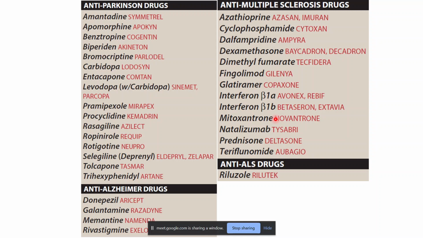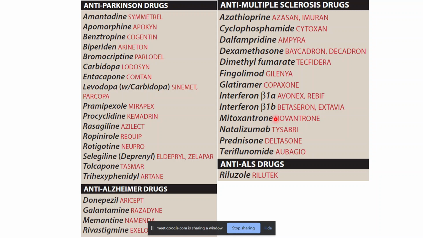Then teriflunomide. Teriflunomide is also oral and will lead to the inhibition of pyrimidine synthesis that will decrease the concentration of active lymphocytes in the central nervous system, and it should be avoided in pregnancy. Dimethyl fumarate is also an oral agent, and that will alter the cellular response to oxidative stress to reduce the disease progression.